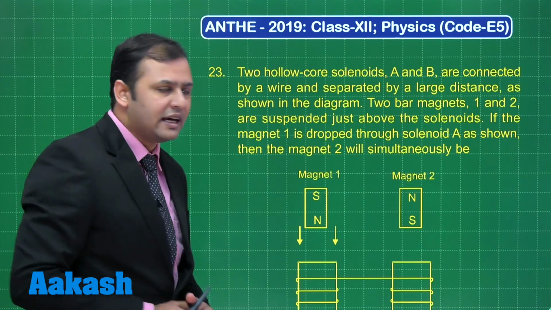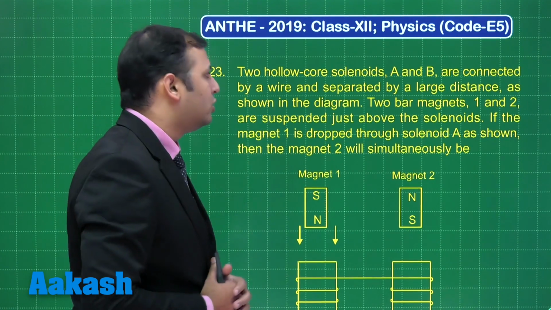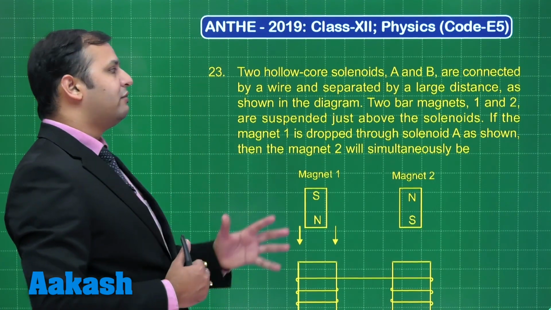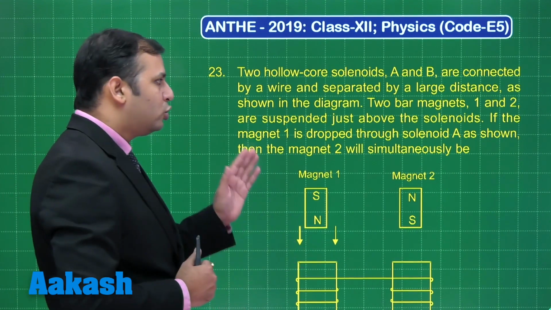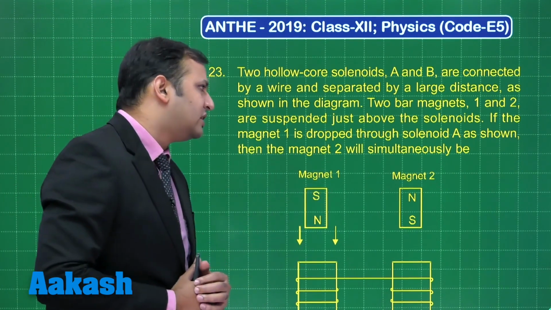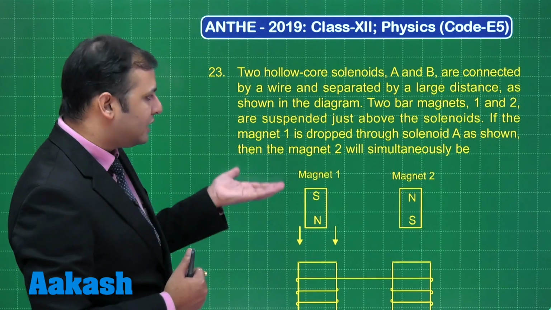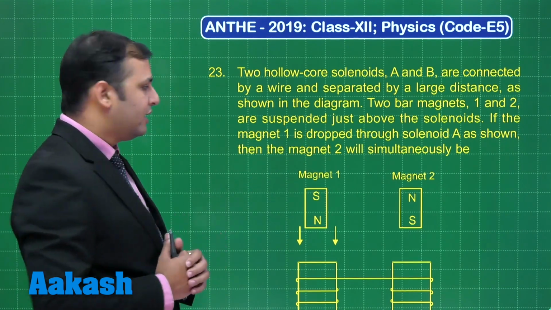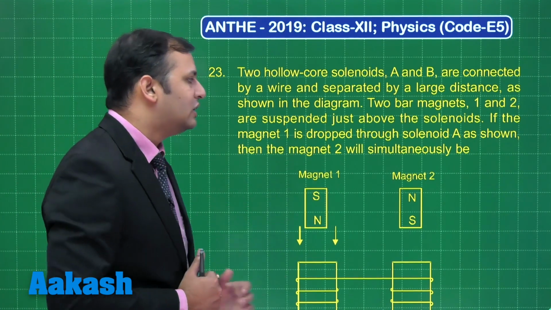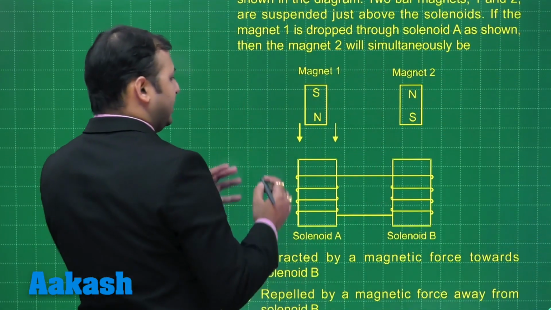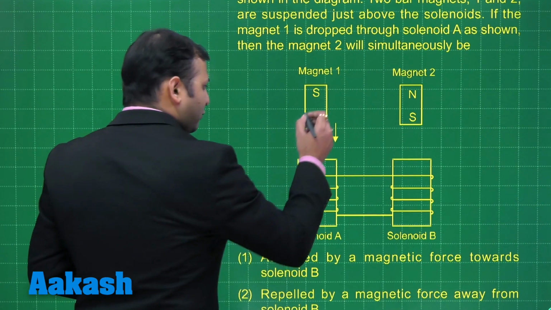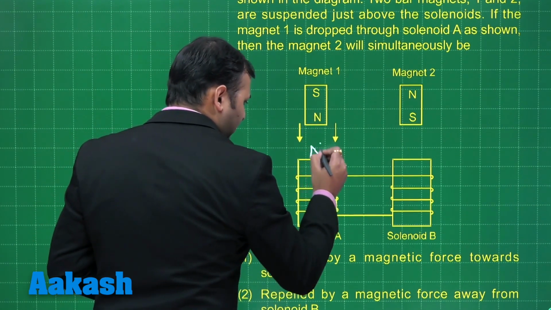As you can see in this case, there are two hollow core solenoids A and B connected by a wire and separated by large distance as shown in the diagram. Two bar magnets 1 and 2 are suspended just above the solenoids. If the magnet 1 is dropped through the solenoid A as shown, then the magnet 2 will simultaneously be. So first of all, it's basically Faraday's law. If north pole is coming towards it, this will develop a north pole.